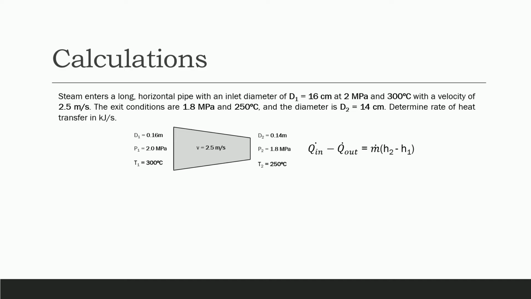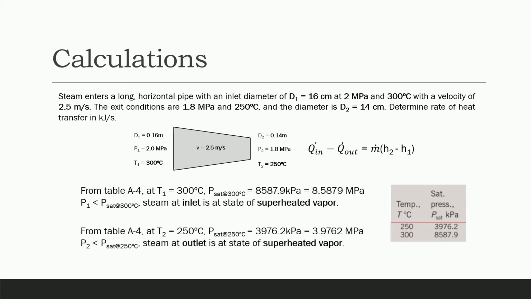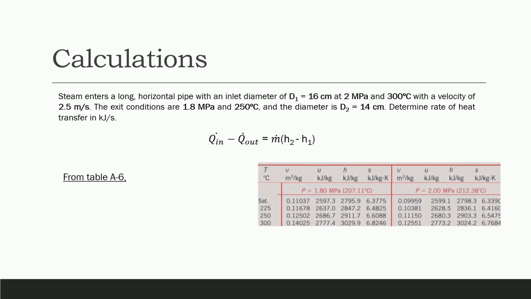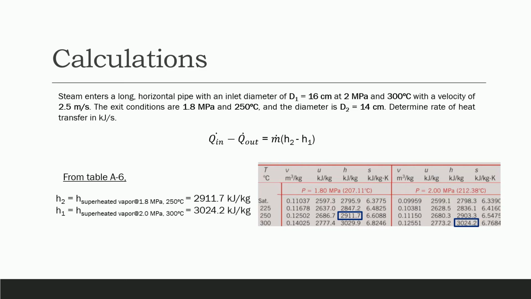Using the steam table at table A4, and the temperatures at inlet and outlet, we can determine that the inlet and outlet steam are both superheated vapor, as their pressures are lower than saturation pressures at their respective temperatures. Next, we look at the superheated water table, table A6. We can see that H2 is about 2900 kilojoules per kg, while H1 is about 3000 kilojoules per kg.